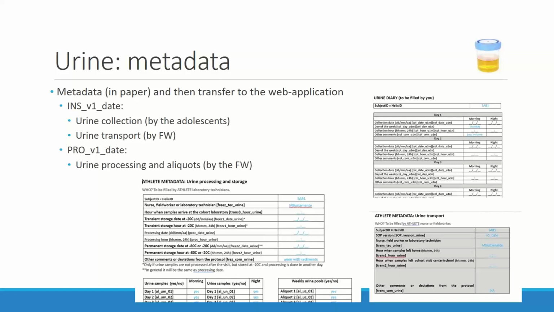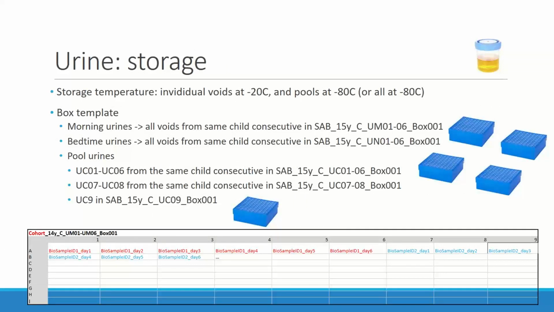Okay, so this relates to the metadata. And the last step is the storage of the samples. So the urine samples have to be stored at -20, the individual voids, so the morning and night samples. And the pools have to be stored at -80. We decided to do this because we didn't have enough space at -80 to put all the samples there. But if you have enough space at -80, you can store all the samples or all the liquids, the pool and individual voids, at -80, okay? But not at -20. So everything at -80 or at least the pools.